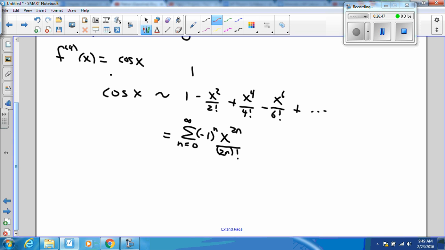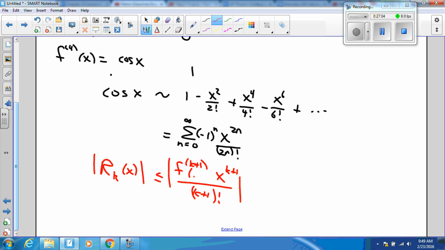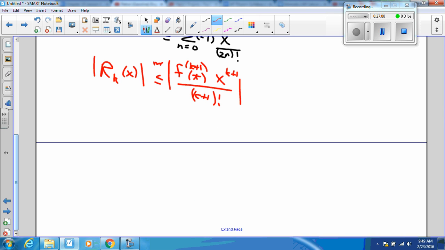Let's check whether or not this correspondence is equality. So that R_k of x is bounded by the k plus 1 derivative times x to the k plus 1 over k plus 1 factorial at some t, and that's going to be the max over all t. I get a little sloppy with this. There it is. And so now I don't know what my k plus 1 derivative is going to be. It could be cosine, it could be sine, it could be negative cosine, it could be negative sine. However, I do know that it's bounded by 1. And so therefore this is definitely less than or equal to the value x to the k plus 1 over k plus 1 factorial.